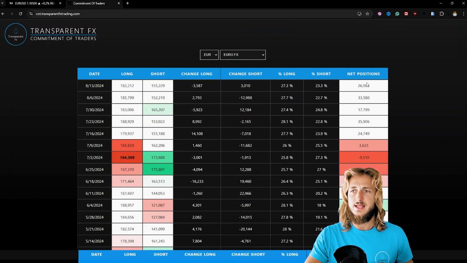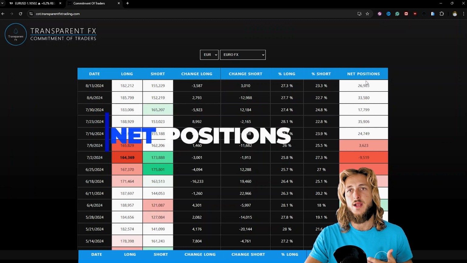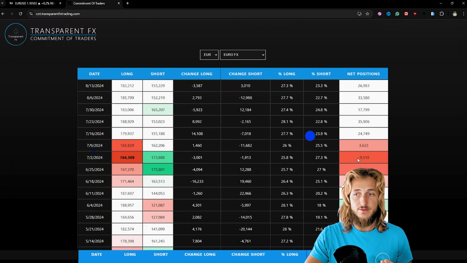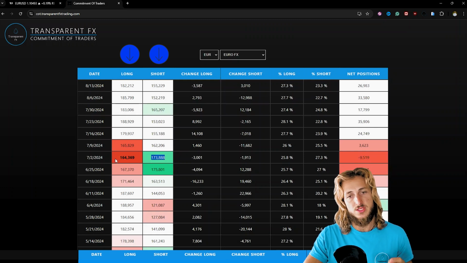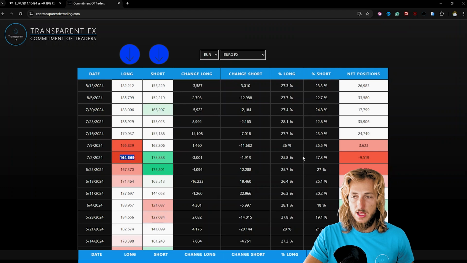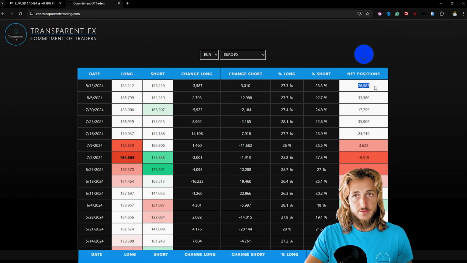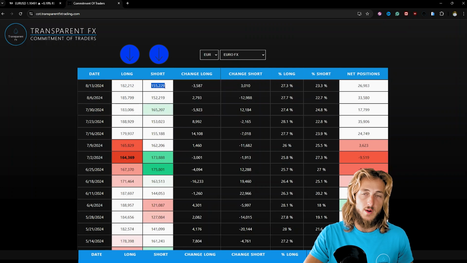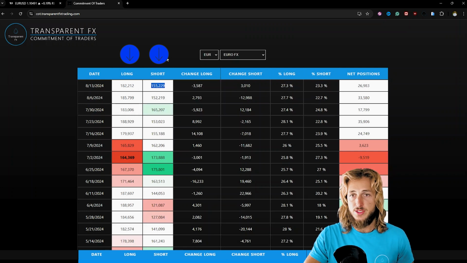And what we can see is that with the last reports, net positions have been massively increased. In fact, we went from having a situation where we had a negative net positioning from an institutional perspective with minus 9.5k net positions, so essentially more shorts than longs, 173k shorts compared to only 164k longs, all the way up to now having a positive net positioning, so more longs than shorts from an institutional perspective, so completely the opposite, with 182k longs compared to only 155k shorts from an institutional perspective.